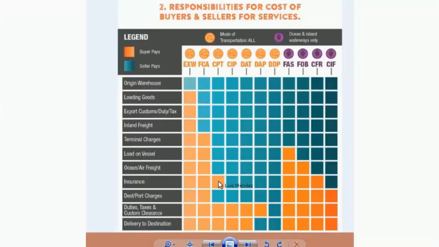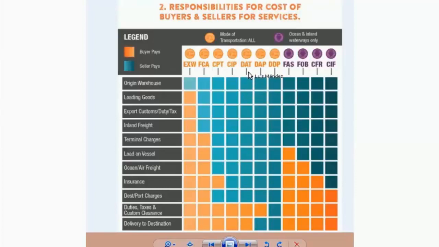The buyer is going to pay the insurance, but the dock and port charges are going to be paid by the seller. And then again, the buyer is going to pay the duties, taxes, and customs clearance for imports and the delivery to destination. Then we have the CIP. The seller is going to pay everything from the origin warehouse up until the dock port charges, and the buyer is going to pay the duties for import, taxes, and customs clearance, and the delivery to the destination.